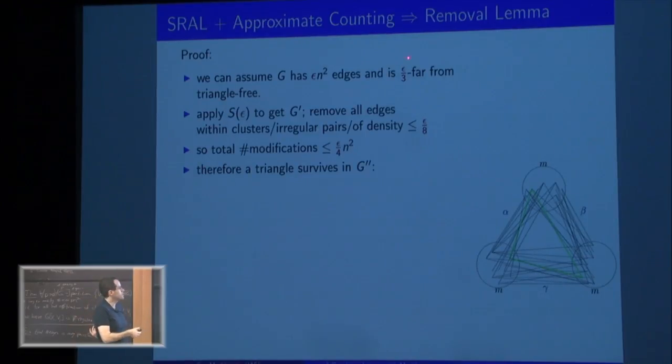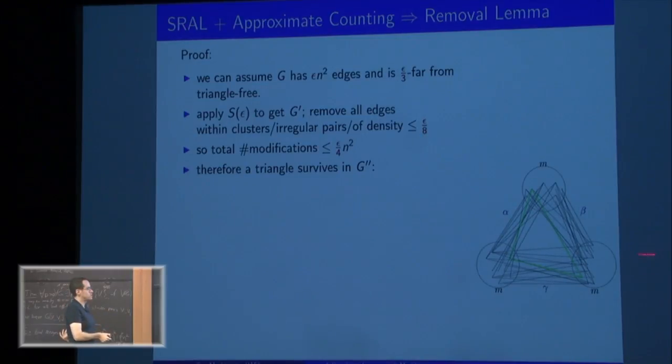But the original graph is epsilon over 3 far from being triangle free. You need to remove epsilon over 3 n squared edges to get rid of all triangles. So in this clean graph G double prime, triangles will remain. At least one triangle will survive there. What can we say about this triangle? Due to the cleaning phase, we can say a few things. First of all, we know that the vertices of this triangle lie in distinct clusters, because we removed all the edges within clusters.